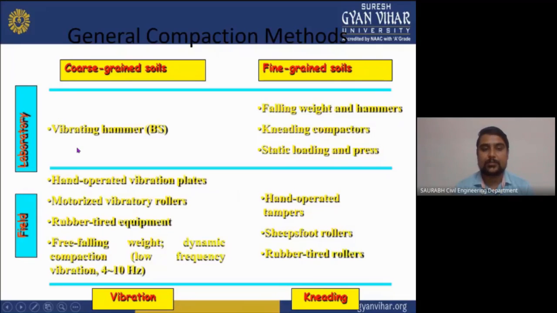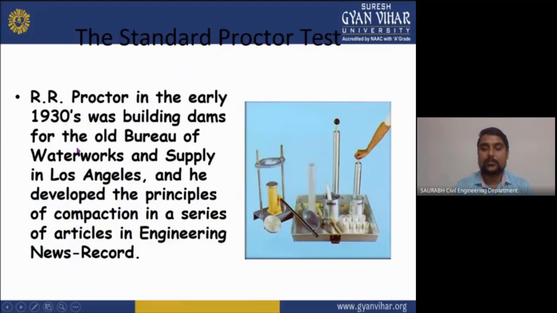And in the laboratory, we have to use a vibrating hammer, which is known as BS. And for fine grained soil, we have to use the falling weight hammer, kneading compactor, and static load press. Here you can see in the field we have to use hand-operated vibrator plates, motorized vibrator rollers, rubber tire equipment, free falling weight, and dynamic compaction, and a hand-operated tamper we can also use for the field, and sheepsfoot roller, which is used in the compaction of soil. Rubber tire roller is also used for soil compaction.